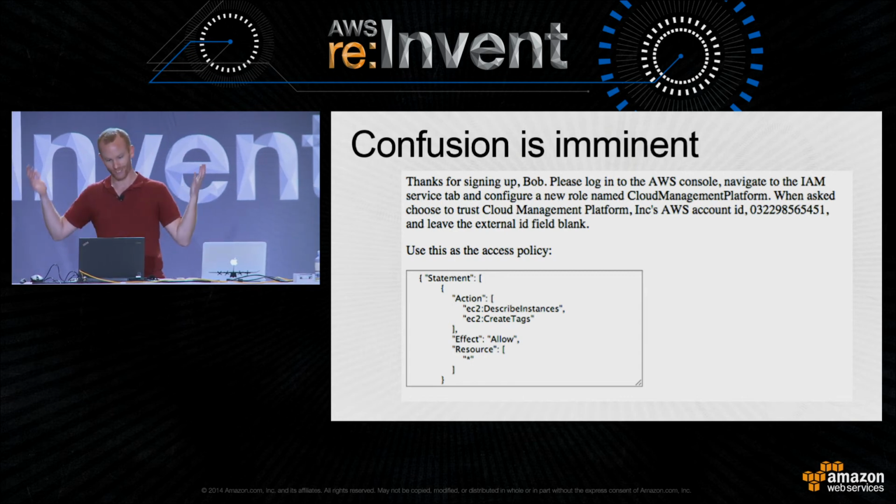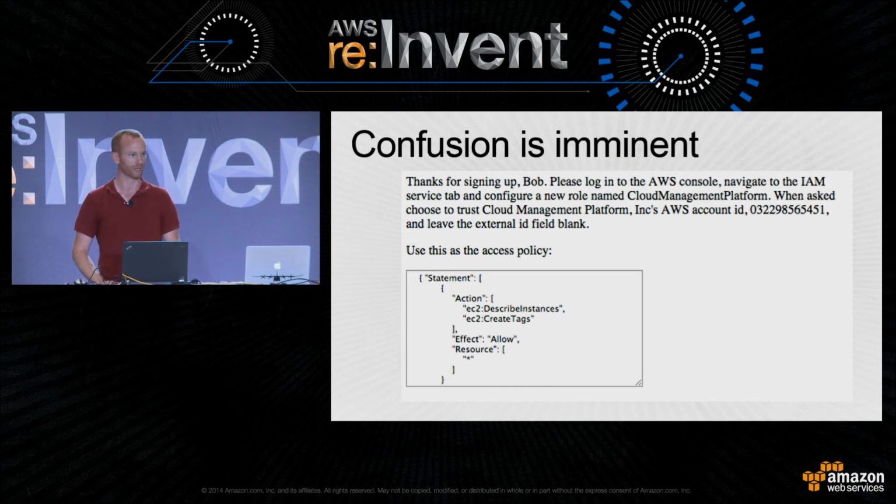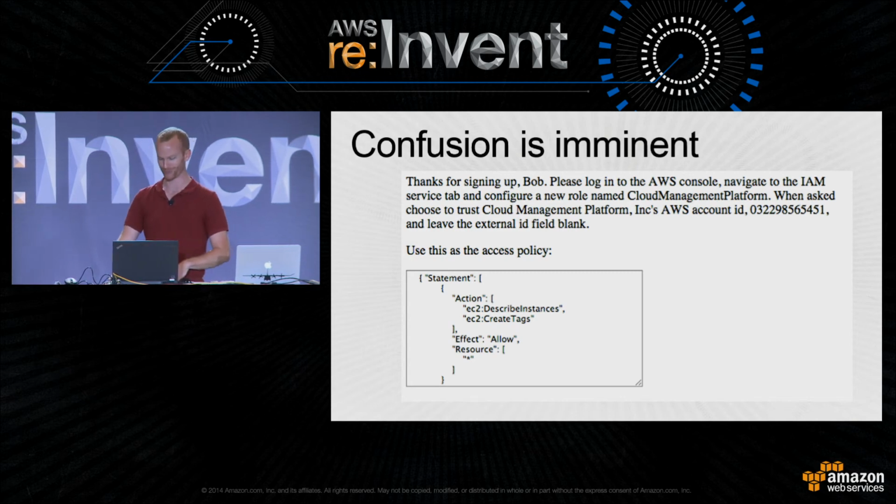Here are your instructions. Thanks for signing up. Go log into your account. Use this as the access policy. Amazon's going to prompt you for a 12-digit ID. Paste this one in. Right? This is a very succinct version of those instructions.